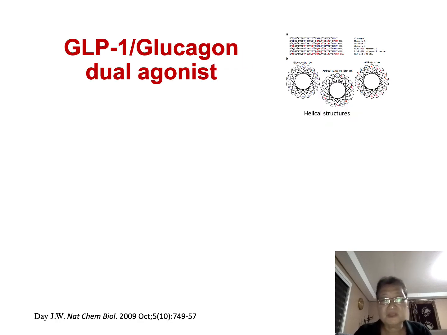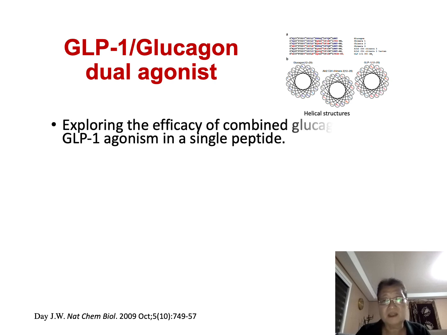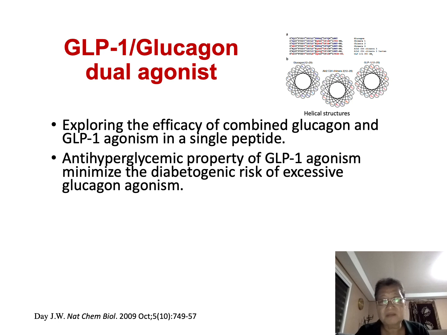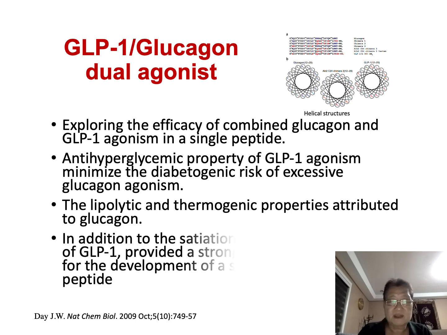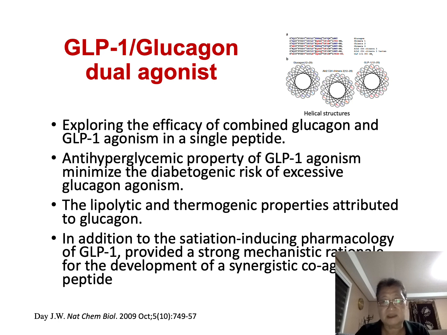Now, the reason for the development of GLP-1/glucagon dual agonist is, number one, to explore the efficacy of combined glucagon and GLP-1 agonism in a single peptide. Number two, to minimize the hyperglycemic effect of glucagon agonism by the effect of GLP-1. And number three, to utilize the lipolytic and thermogenic properties attributed to glucagon for its weight loss effect. And in addition, the satiation-inducing effect of GLP-1 will provide strong mechanistic rationale for the development of synergistic coagonist peptide.